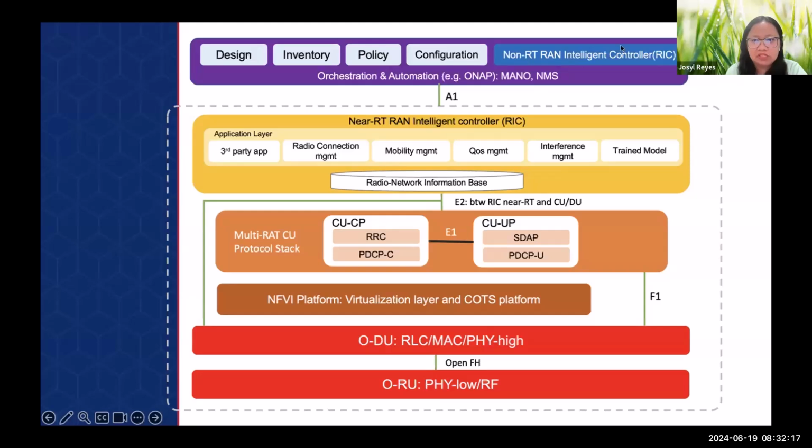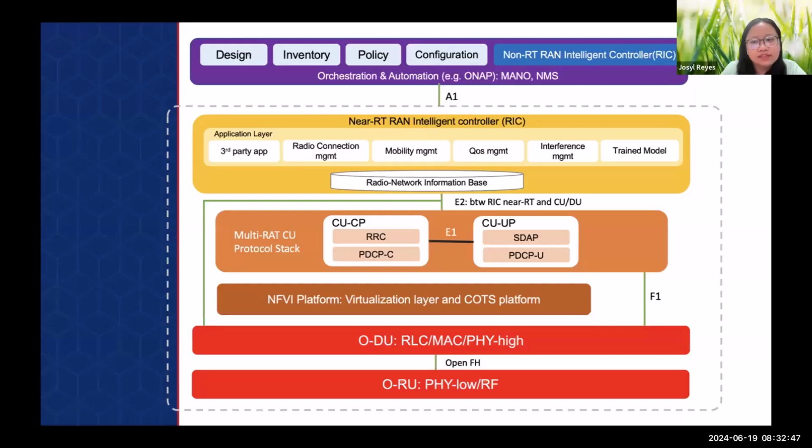That's why the non-real time RAN intelligent controller is also found in this part. And remember the non-real time RIC now connects to the near real time RIC via the A1 interface. And in the near real time RIC, you'll see that there are different applications. Remember that the near real time RIC collects information from different RANs to gather for data analytics.